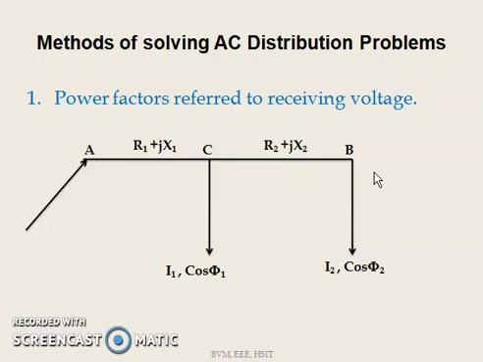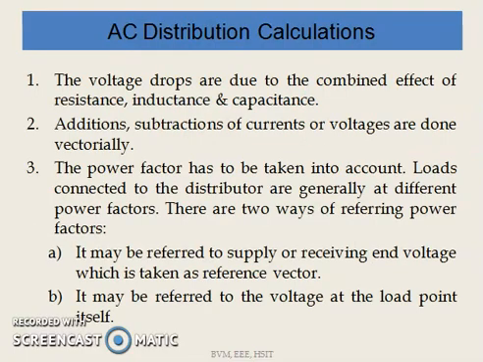So you should remember these three points here. One is the voltage drops are due to the combined effect of resistance, inductance and capacitance. Additions and subtractions of current or voltage are done vectorially. Third one is the power factor has to be taken into account. There are two methods by which you can take the power factor into account. One is with respect to the receiving end voltage, which is taken as a reference vector, and the other one is that it is referred to the voltage at that load point itself.